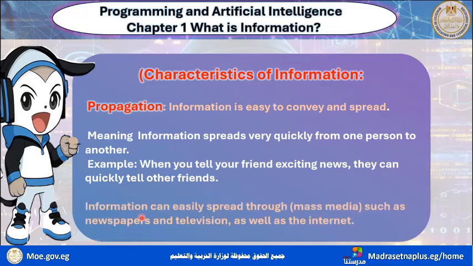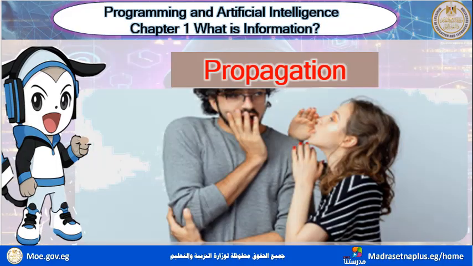So information can easily spread through mass media such as newspapers, television, as well as the internet, of course. Check this image for me. What we have here, he told his friend a secret and he's telling it to the whole world around him. So this is propagation.